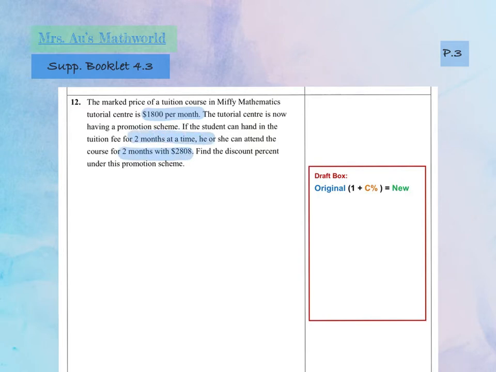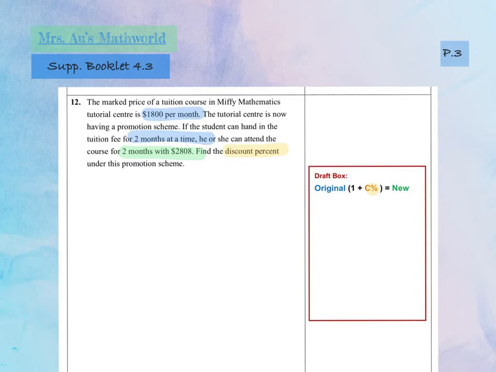$2,808. So I want to follow the color of the box here. We are going to find the discount percent under the promotion scheme. Discount percent, of course, is the C% here. But then, how much do you need to pay at last? He says he or she can attend the course for 2 months at $2,808. So we should choose $2,808 to be the new one. That means the final selling price.